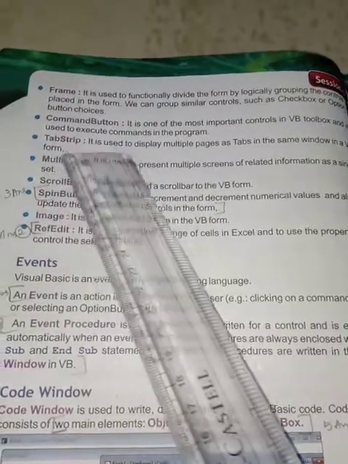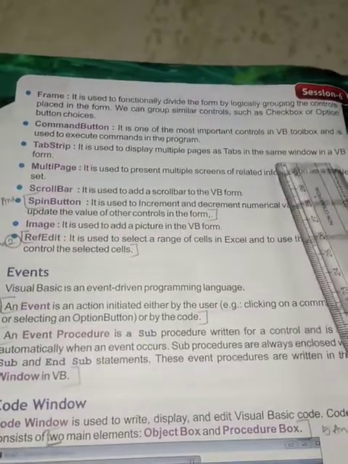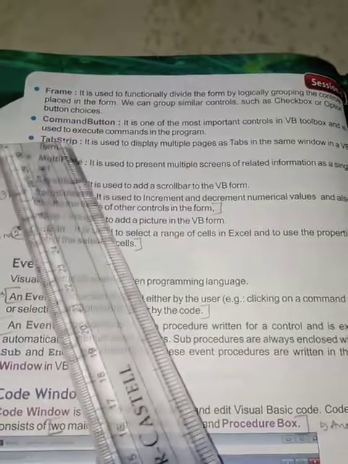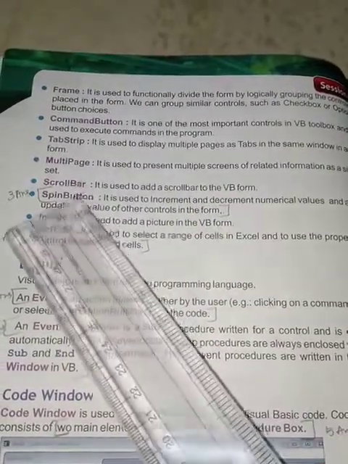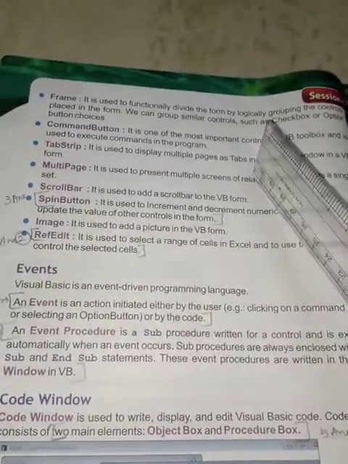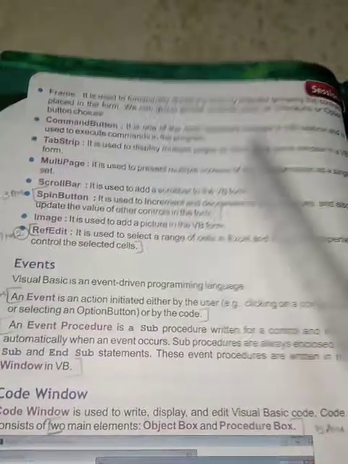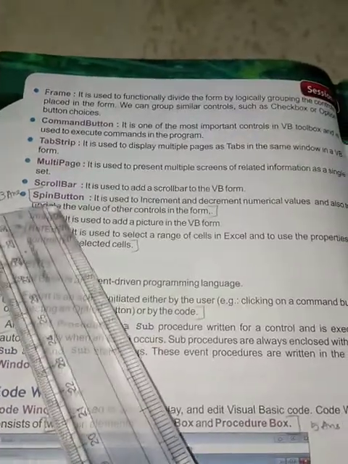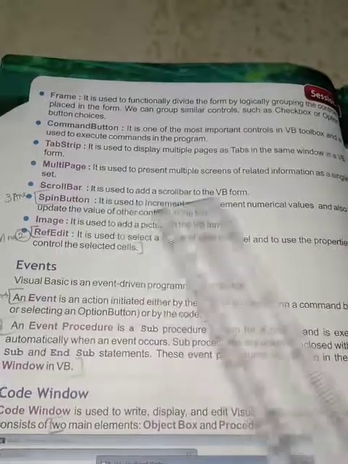Tab strip. It is used to display multiple pages as tabs in the same window in a VB form. This tab strip displays multiple pages as tabs. In one window only, all the pages which you have created, all the forms, will be shown in a single page as multiple pages. It will display multiple pages as tabs.